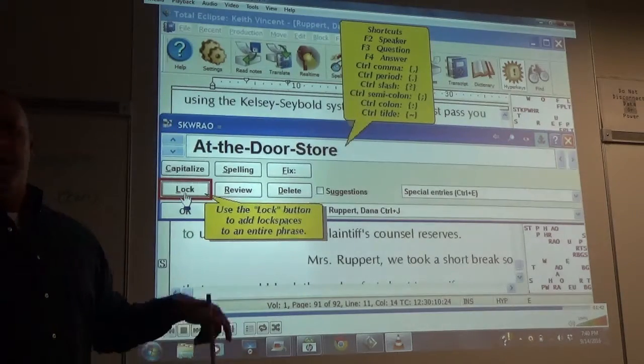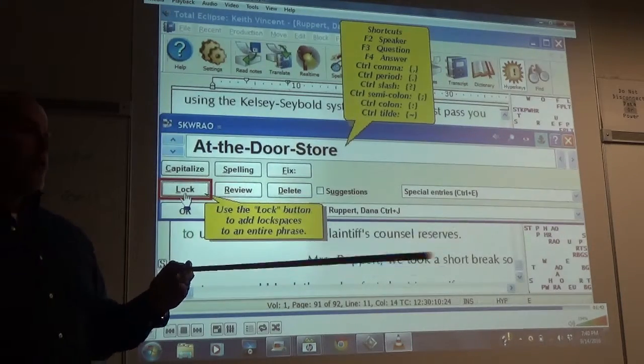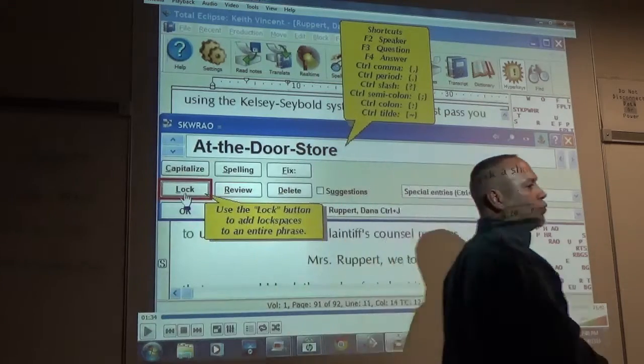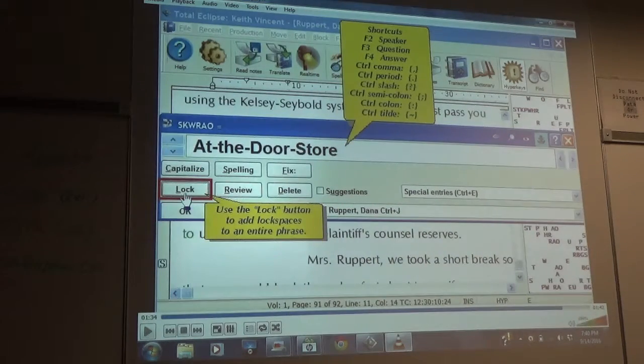Go into your lines right there. It did it for me. I hit lock. Okay. And you can do it again, push lock again. See how it takes it back? So you do lock, and then lock again, and then lock.